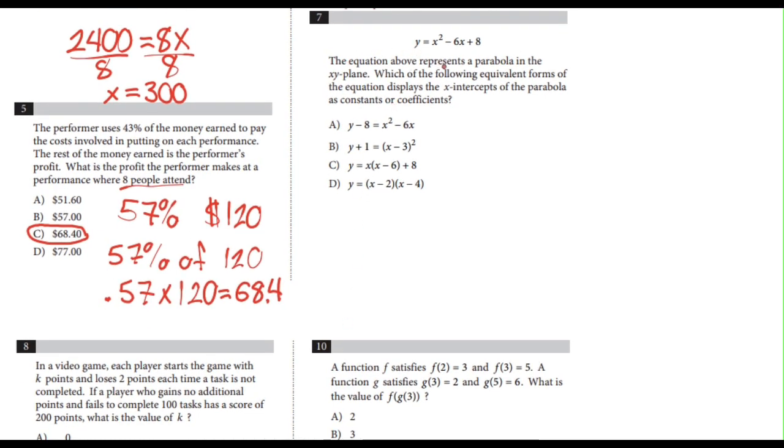Number 7. The equation above represents a parabola in the xy plane. Which of the following equivalent forms of the equation displays the x-intercepts of the parabola as constants or coefficients? So what we're looking for is an equation that has two binomials being multiplied together. The reason why we're able to identify the x-intercepts is because when we're looking for the x-intercept, that means y equals 0. And when we set these two binomials equal to 0, it's very easy to find what the x-intercepts are. And the only answer choice that has this kind of equation is going to be answer choice D.